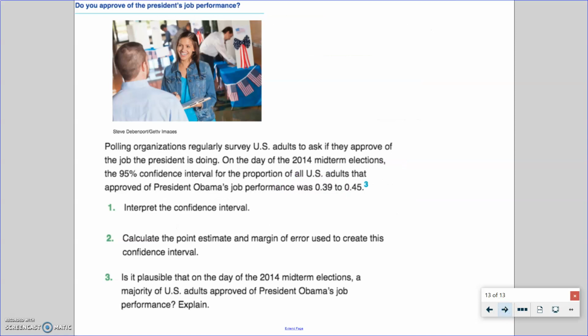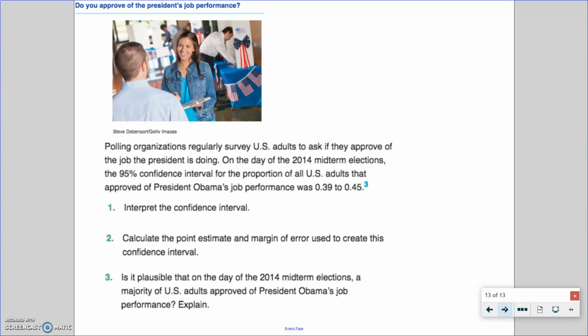All right, so here's an example question. I would like you guys to pause the video at this time and try it, and then when you are ready, unpause it and I'll give you the answers. So number 1, interpret the confidence interval. This is exactly how I would write it too. So those of you taking AP next year, this is the sentence structure. We are 95% confident that the true proportion of all US adults that approved of Obama's job performance lies between 0.39 and 0.45. So we're using that interval to estimate the true proportion if we were able to get every single US adult to tell us, okay?